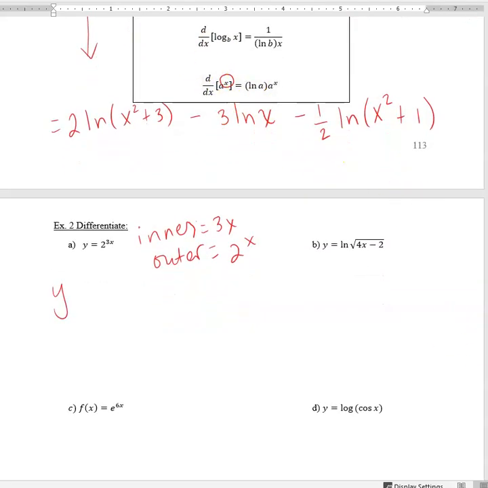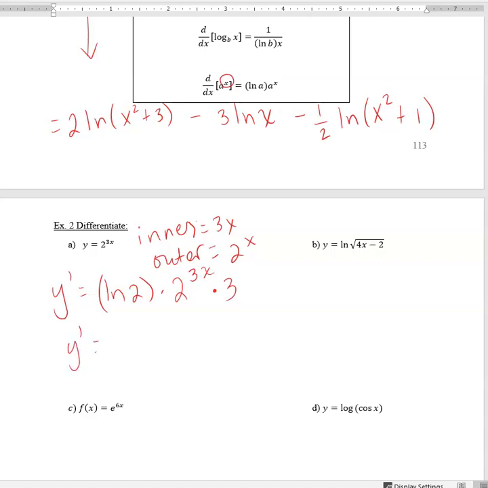So it's going to be y prime equals the natural log of 2, you just leave it like that, times 2, so it's the derivative of the outer, but evaluated at the inner, so evaluated at 3x, times the derivative of the inner, which is the derivative of 3x, which is just 3. And you can leave the answer just like that.